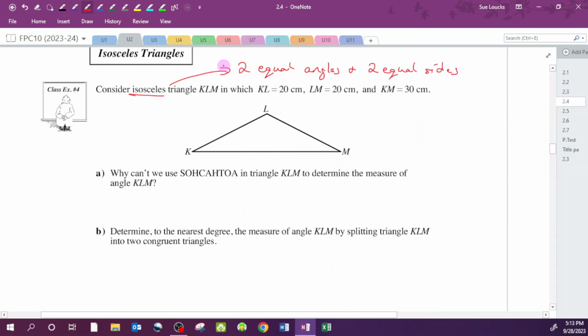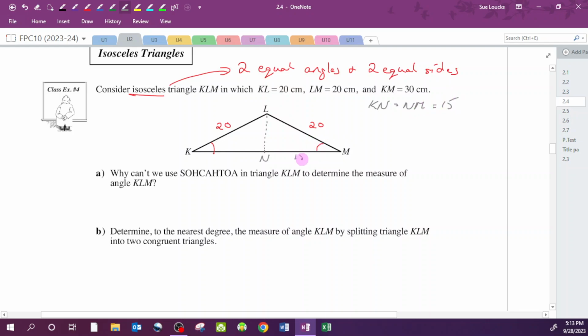So since they tell us in this drawing that KL is 20 and LM is 20, then I know that this angle equals this angle, okay? I also know that if I split this in half, or split this down the middle, this is going to be half and this is half. So since I'm going to label this N, and if KM is 30, that's not really helpful to me, but it is helpful to know that KN equals NM, and they both equal 15.